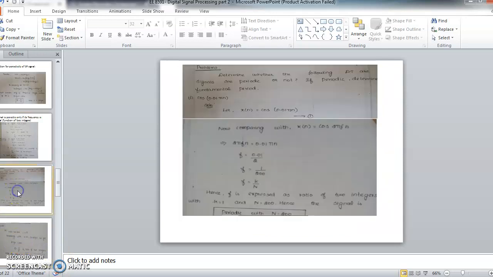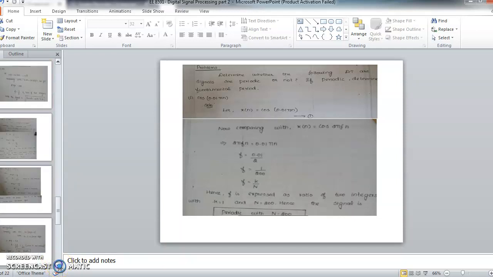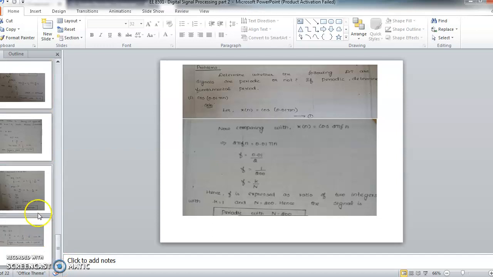So let's see some examples. You have to apply the same formula here and proceed. Okay, these are the problems.